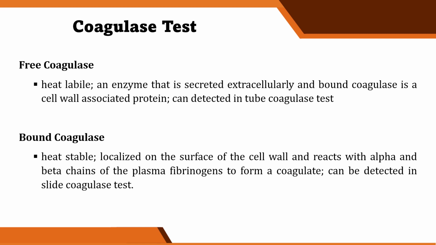So, free coagulase is an enzyme that is secreted extracellularly, and bound coagulase is a cell wall-associated protein. Yung free coagulase, ang method to detect the free coagulase is yung tube coagulase test. Si bound coagulase naman is heat stable, again, localized on the surface of the cell wall, and can be detected in the slide coagulase test.